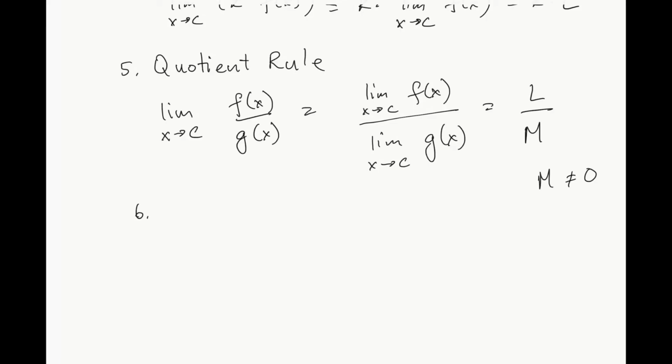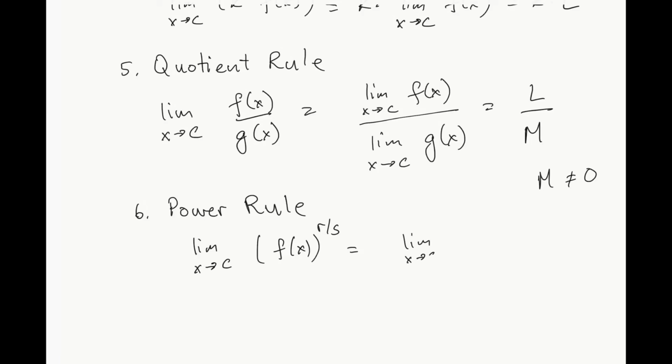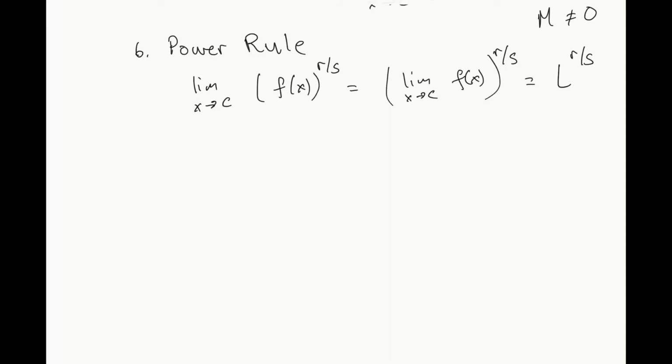And last, we have the power rule. Here we take the limit of our function f of x as it's taken to some power, say r over s. It's going to be equivalent to the limit as x goes to c of f of x to the power r over s, which is going to be equal to L to the r over s. These rules combined tell us that in most cases we can find the limit of a function through substitution. Now I will give an example of this.